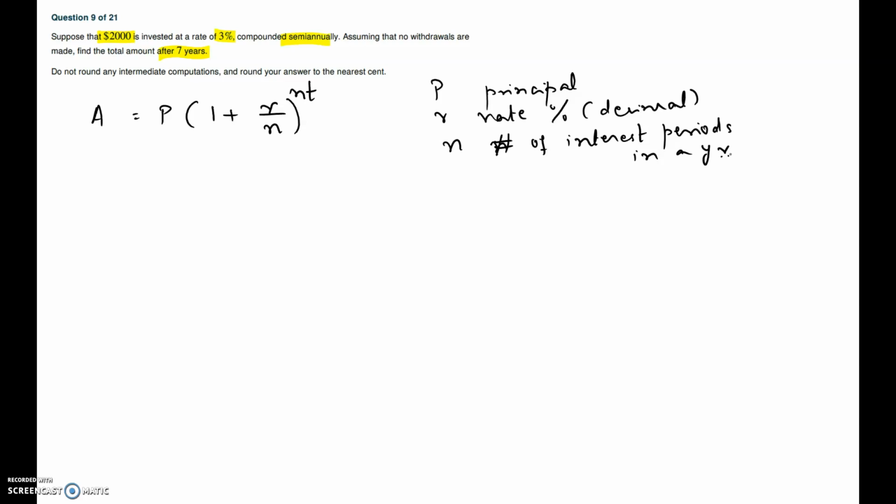What it means is, if it is compounded quarterly, n will be equal to 4. If it is compounded annually, n will be equal to 1. If it is compounded monthly, n will be equal to 12. Compounded semi-annually, that would mean n equal to 2. Then t denotes the number of years you keep the investment. A denotes the total amount after t years.